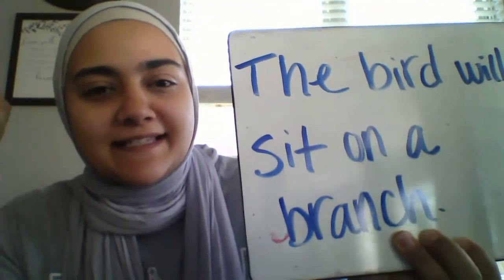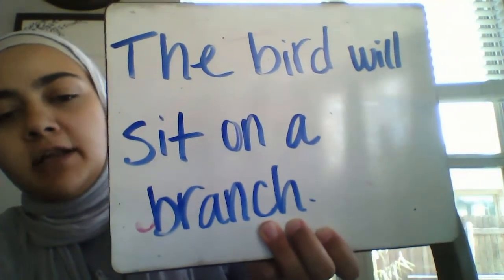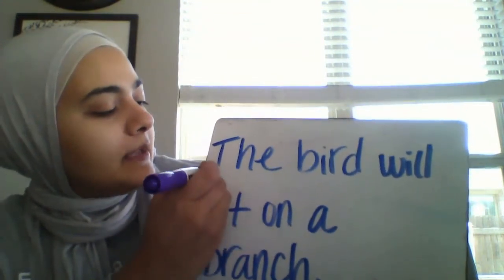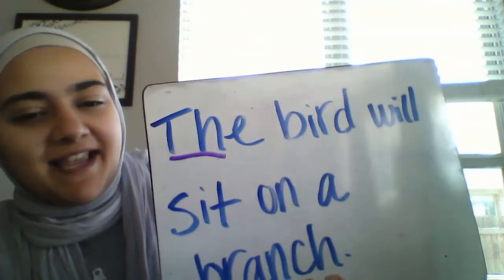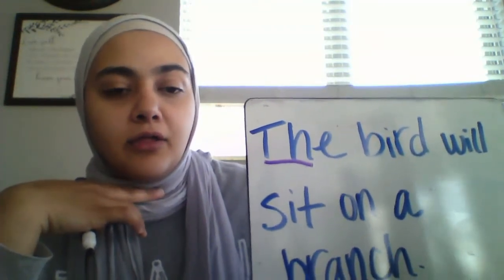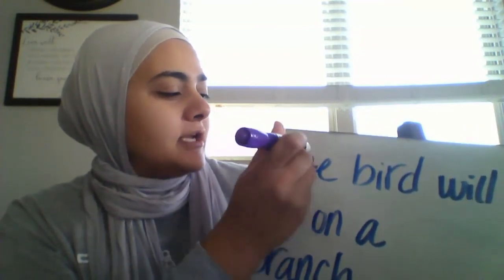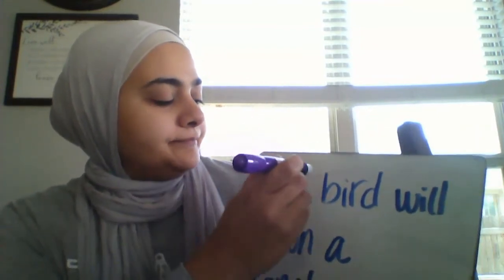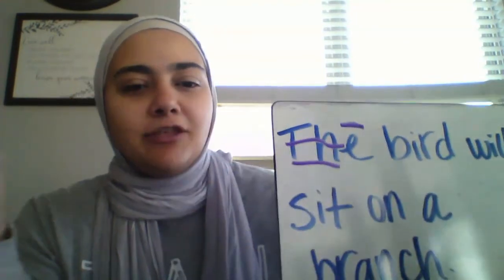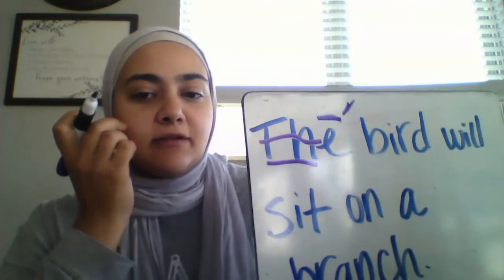Okay, let's practice coding this sentence. It says, the bird will sit on a branch. So how do we code the word the? Underline it, digraph TH. Is it voiced? The. Yes, it is. So you cross out the TH, and then you put a macron on the E. I guess if you say the, you hear E, right? And then an accent because it's a one-syllable sound.